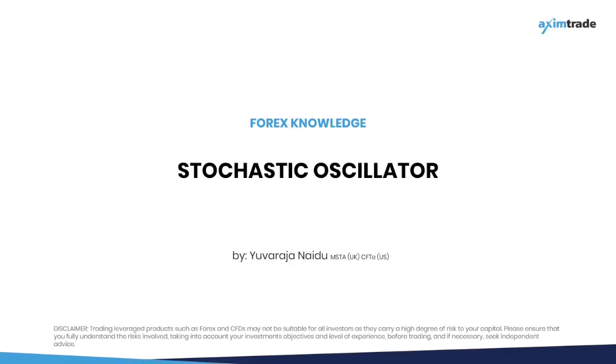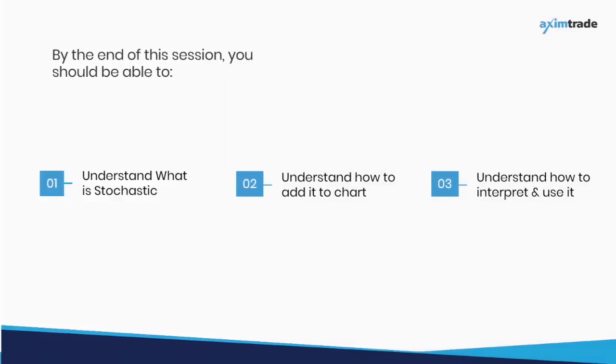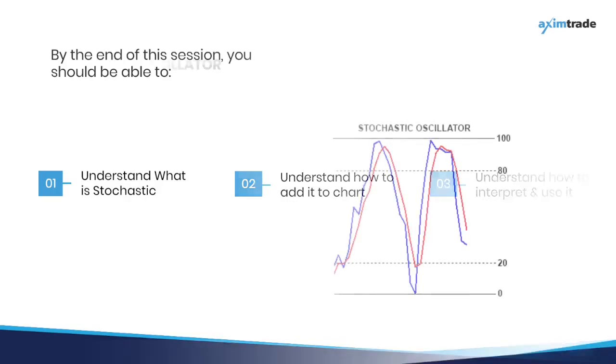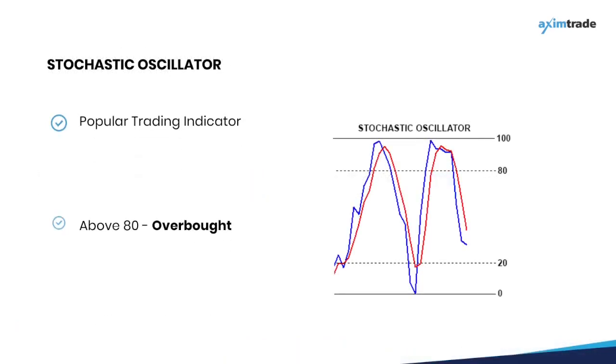What is the stochastic oscillator? By the end of this session, you should be able to understand what the stochastic oscillator is, and how to interpret and use the indicator. The stochastic oscillator is a popular trading indicator used to determine the strength of a market's momentum.